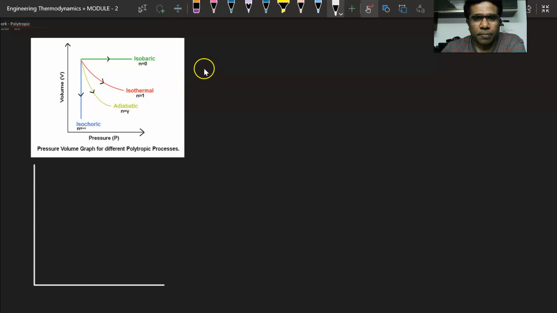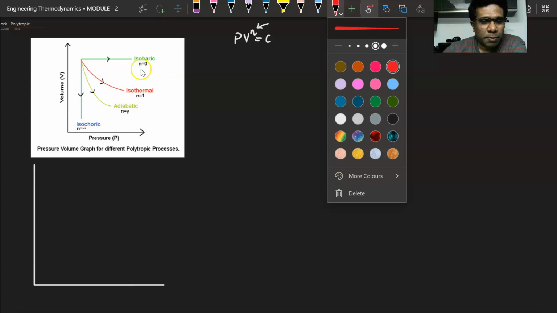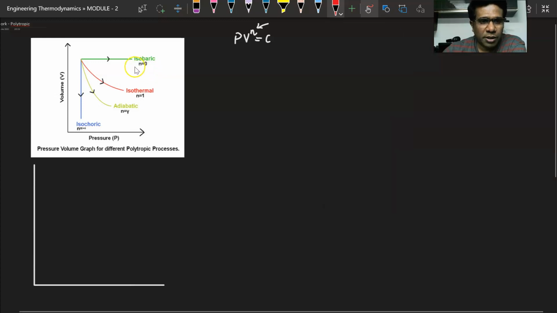Polytropic process, or the general process, is represented by PV^n equal to constant, where n represents the index of the polytropic process. Now it will be interesting to see that a polytropic process can be any process. For example, if you look at this graph, when the value of n is equal to 0, that means pressure will be equal to constant.